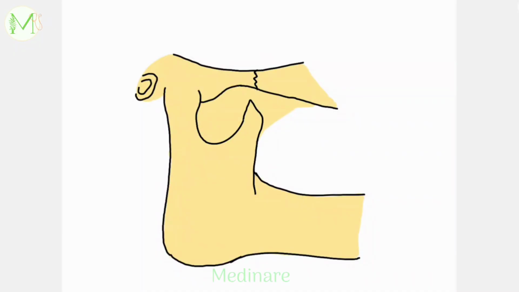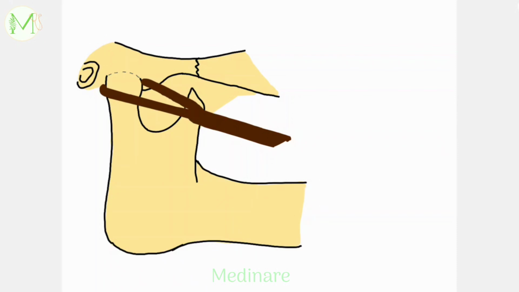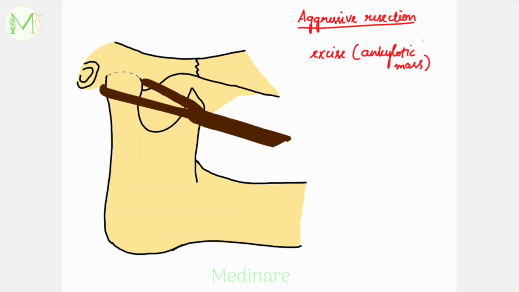This is a schematic representation of an ankylosed TMJ. In this region, we can see that the TMJ is fused. Now, the first step as a protocol for management of TMJ ankylosis is aggressive resection. Here we are going to excise the ankylotic mass. This ankylotic mass can be either bony or fibrous. After excising that ankylotic mass, the result should be a gap of at least 1 to 1.5 centimeters. So this process of creating this gap is called gap arthroplasty.